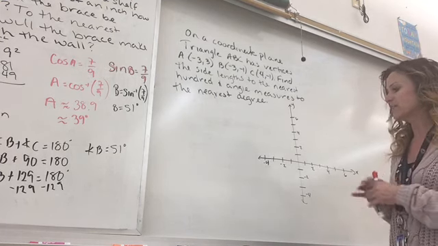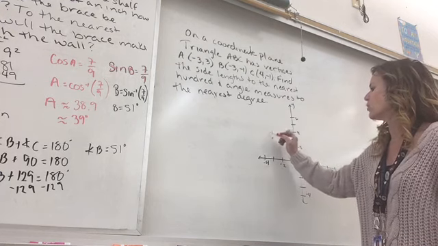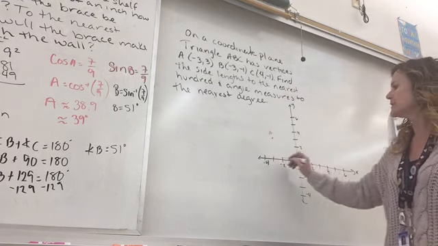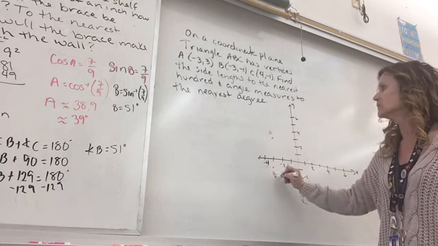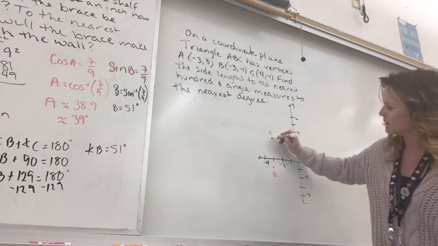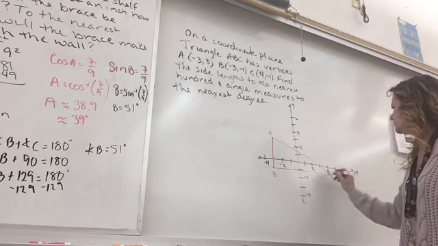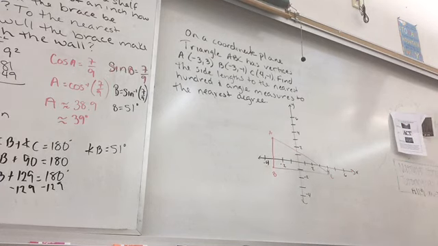So we're going to graph (-3, 3) for A, so left 3, up 3, there's point A. B is at (-3, -1). And C is at (4, -1). So I'm going to play connect the dots because I know that I have a triangle. All right. And it wants me to find all the angles and all the sides.